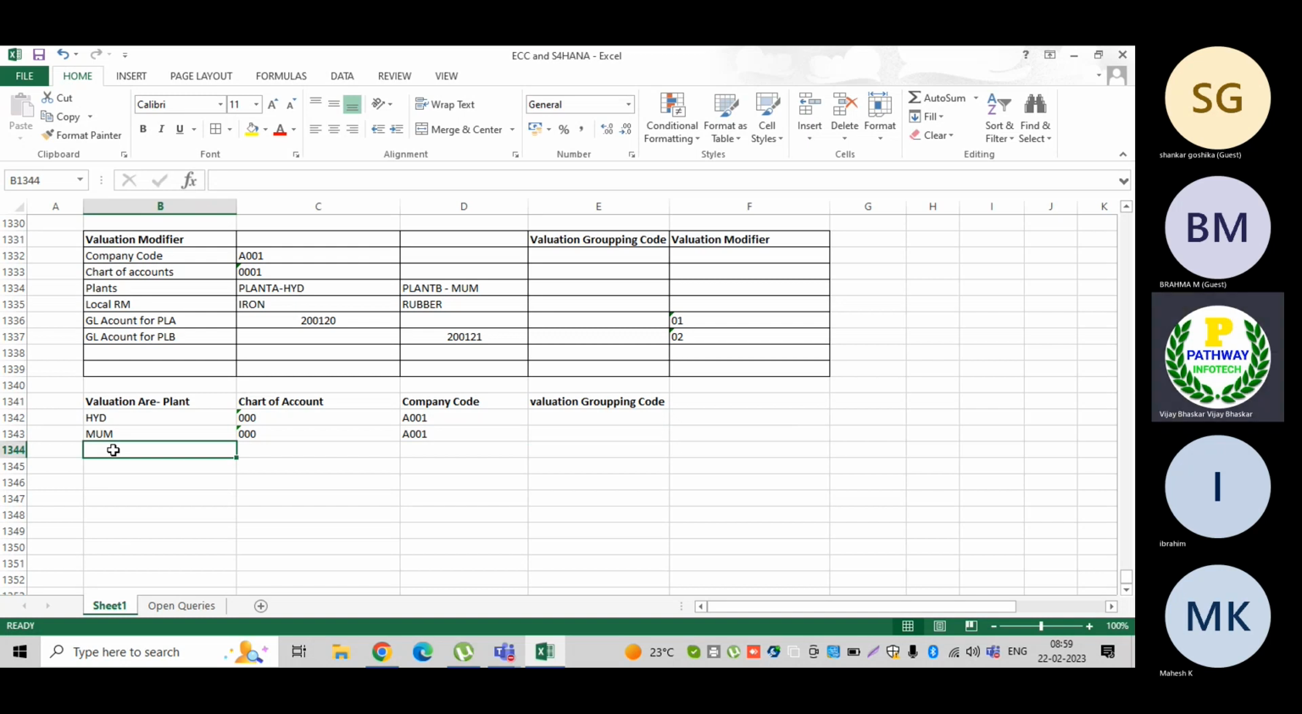Let me take another one also, Chennai. Here also, in a similar way, the chart of accounts is the same. Then let us assume I have a company code A002 also. In this situation, when we are entering the valuation grouping code, I will mention the same. So this is the scenario.